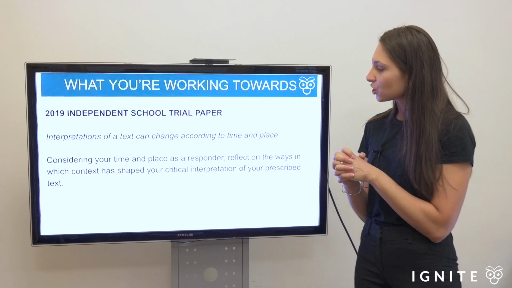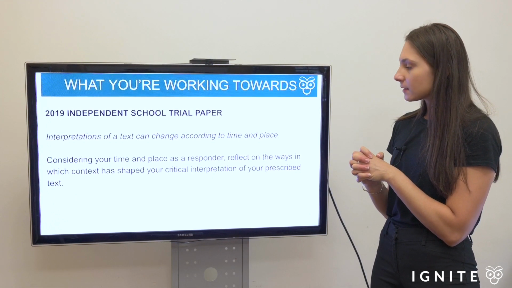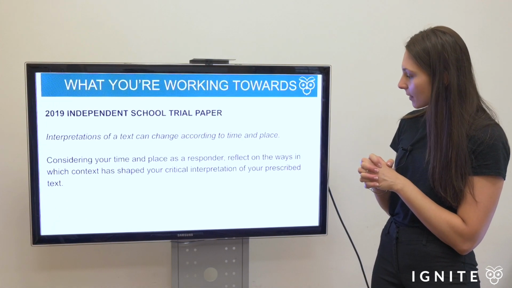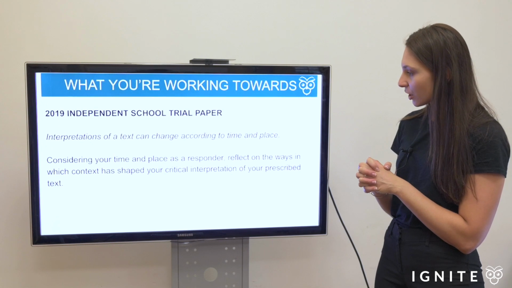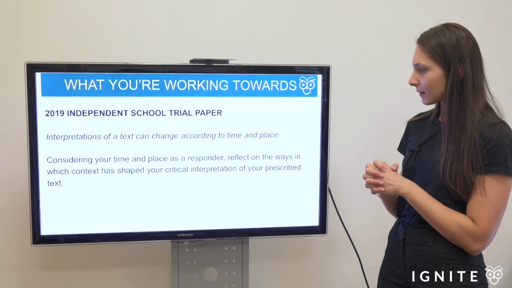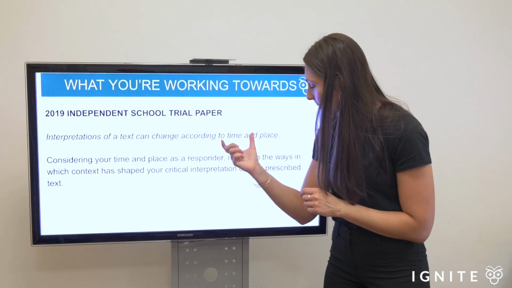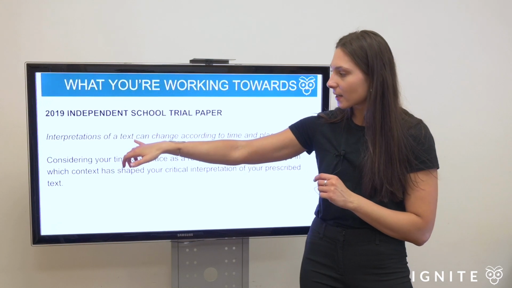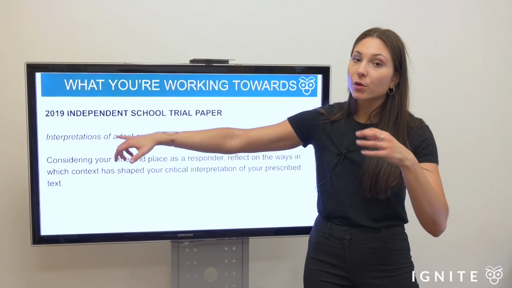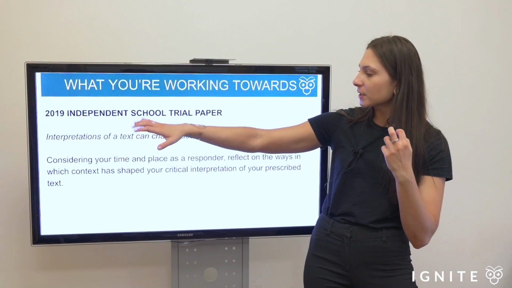Interpretations of a text can change according to time and place. Considering your time and place as a responder, reflect on the ways in which context has shaped your critical interpretation of your prescribed text. So, interpretations of a text can change according to time and value. This is your flag for raising what are your ideas that you see as relevant in Eliot's work, what are your interpretations?